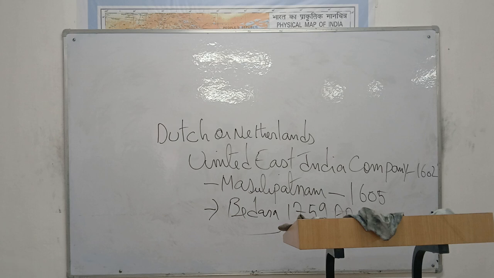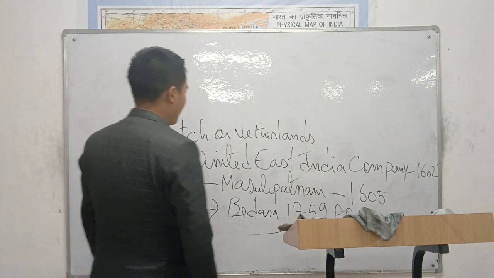Their official headquarters, very important, 1605. The Dutch established their headquarters in the year 1605 in a place called Masulipatam, which is in present-day Andhra Pradesh. And the date is 1605.